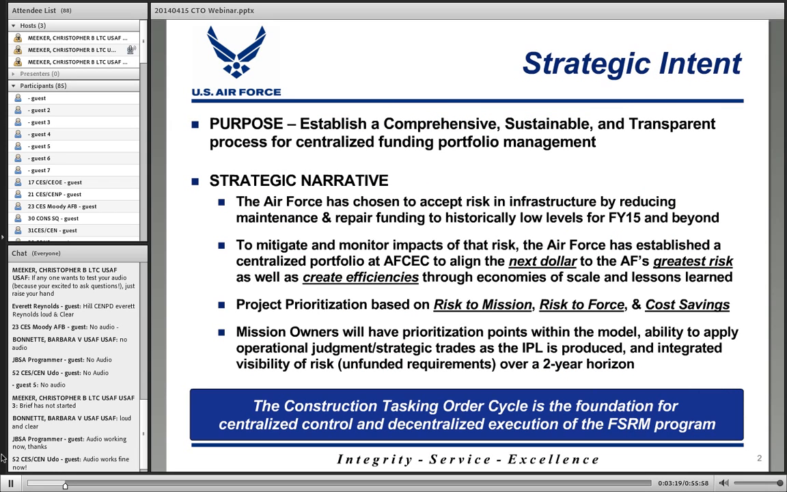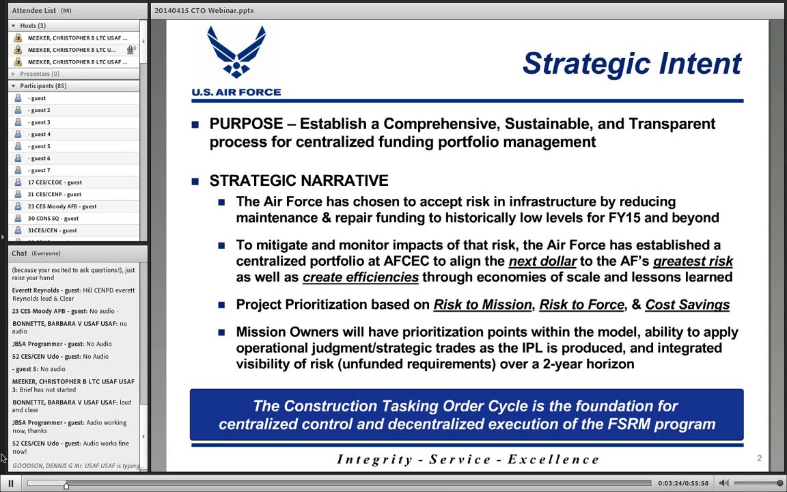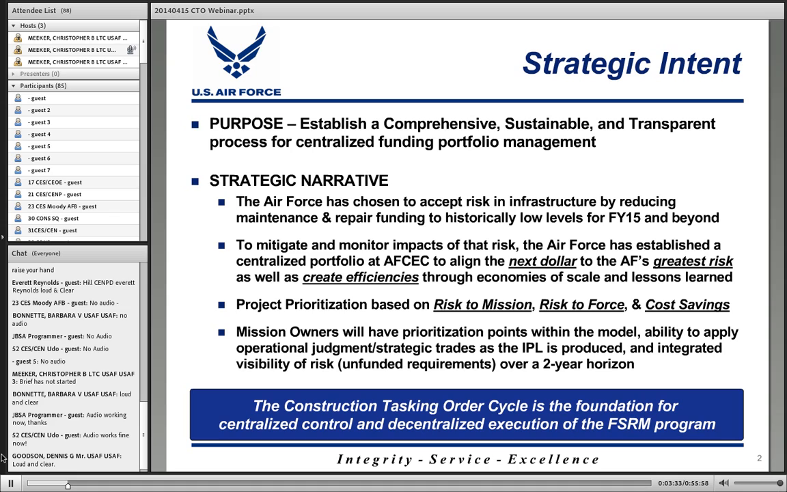Upfront, the strategic intent, the purpose of this, and this is what we briefed to the Installation Executive Council, to the 3 stars, is that we're going to establish a comprehensive, sustainable, and transparent process for the centralized funding of the portfolio. Big picture, with the centralized program, the Air Force has chosen to accept risk in our infrastructure. Our budget numbers, as you're well aware, have been dropping, and in FY15 we expect them to be historically low, but the bad part is the trend is expected to continue.